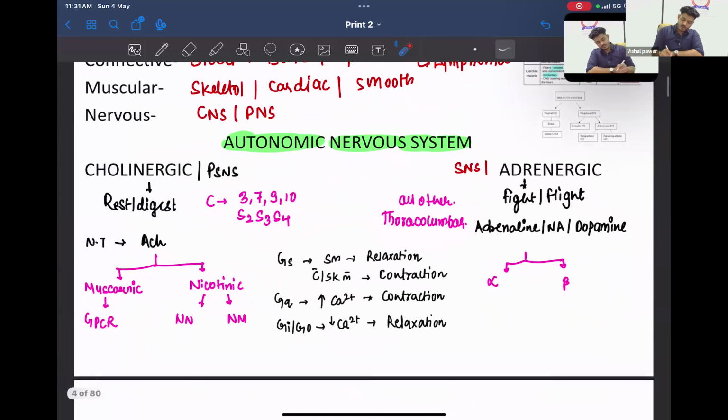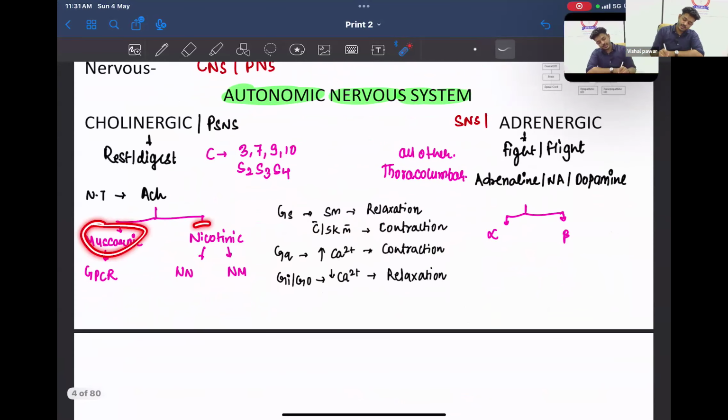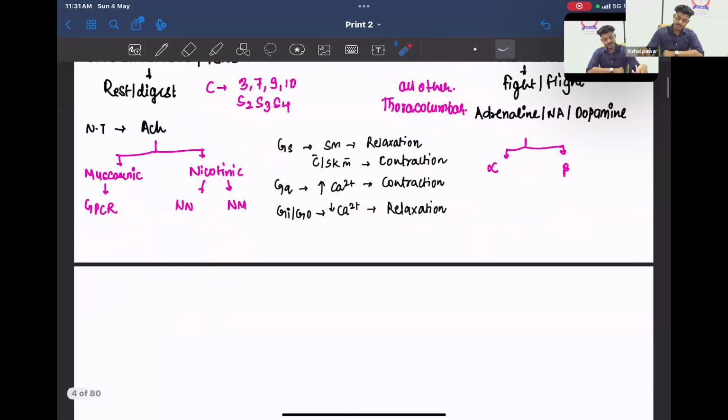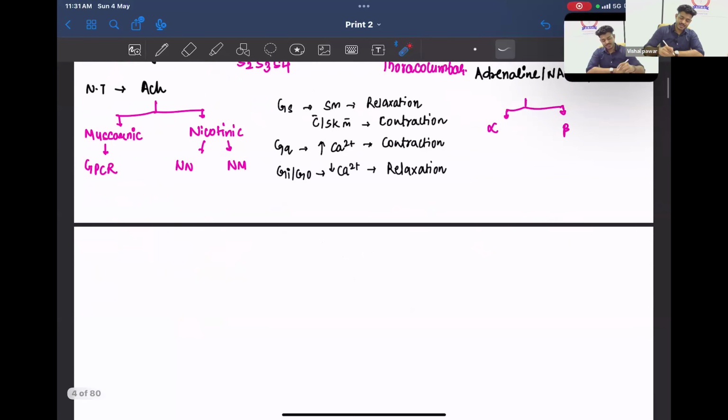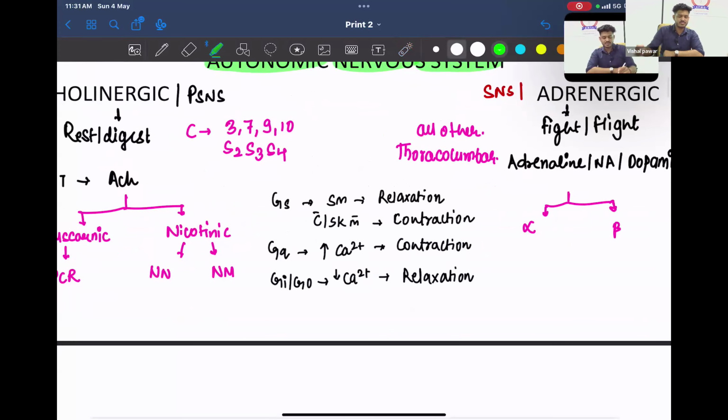Okay. What are the two receptors we are having in the cholinergic nervous system? This is going to be muscarinic and nicotinic. Whereas, what are the two receptors we are having in the sympathetic nervous system? Alpha and beta. So let's try to understand this muscarinic receptor. You just remember these three words. You have studied about these words in pharma also.